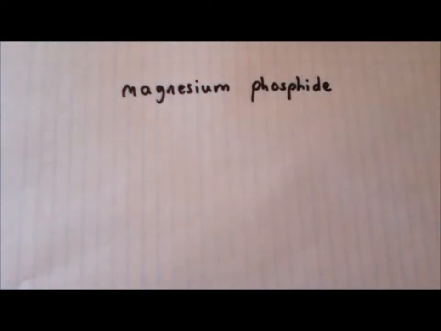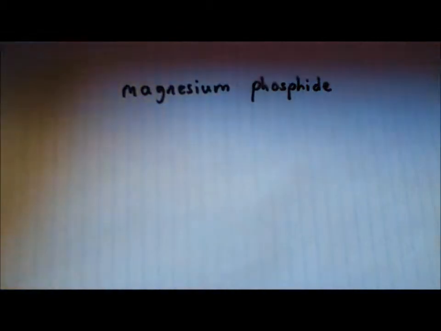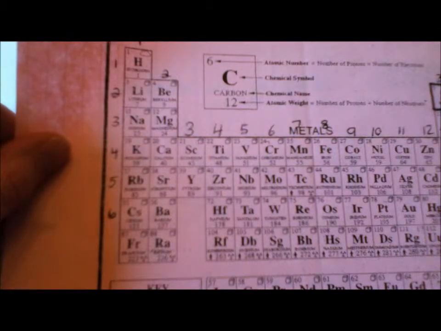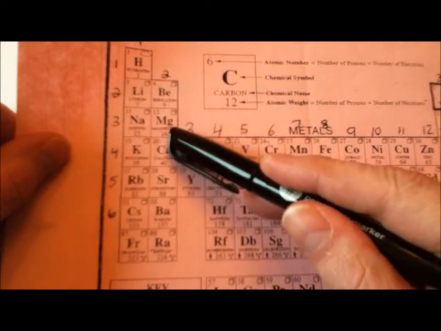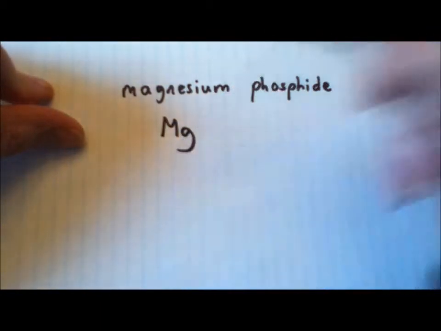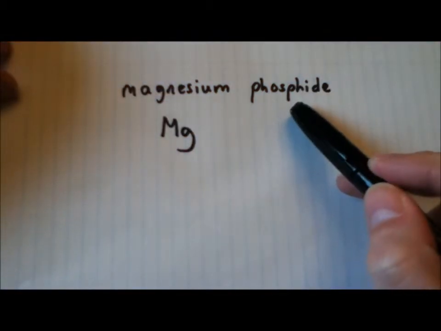We're going to do magnesium phosphide first. The first thing is metals are always written first, and so you can look on your periodic table and find magnesium. Magnesium is right here, so its symbol is Mg, so we're going to write down Mg. Then nonmetals come second, and it says phosphide.